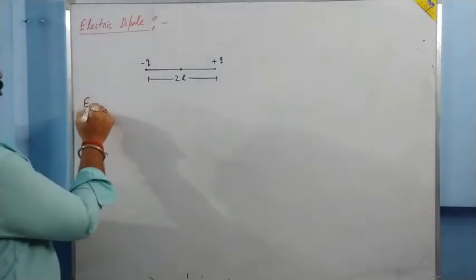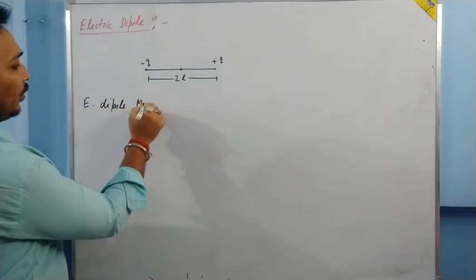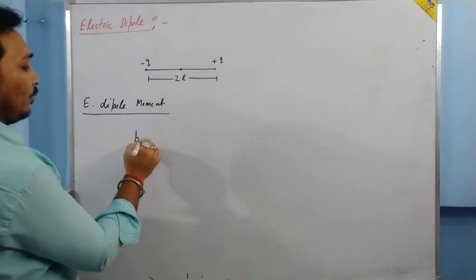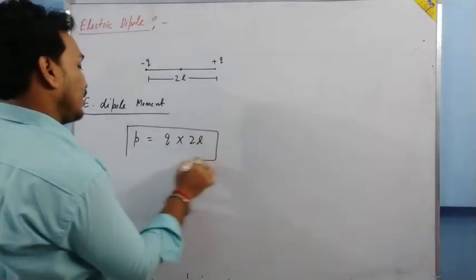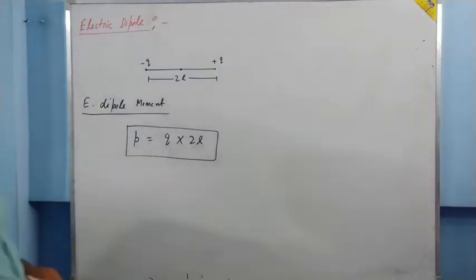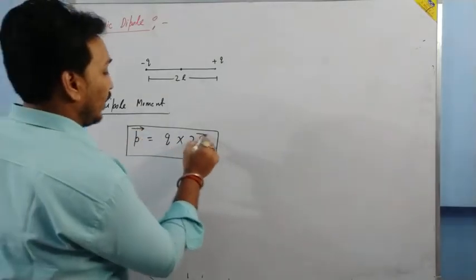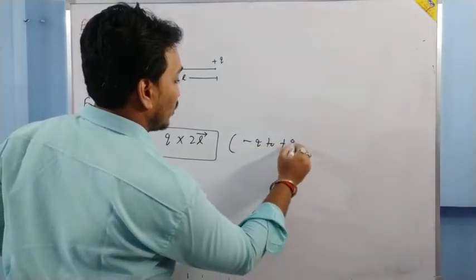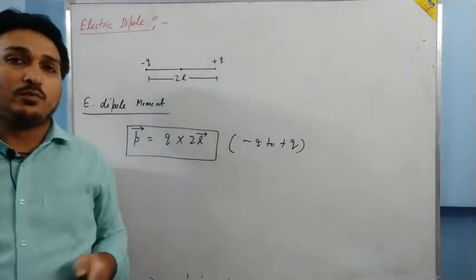For every dipole we define electric dipole moment. What is electric dipole moment? It is denoted by P, and it is equal to the product of one of the charges and the separation between them. It is a vector quantity. It is directed from minus q to plus q.